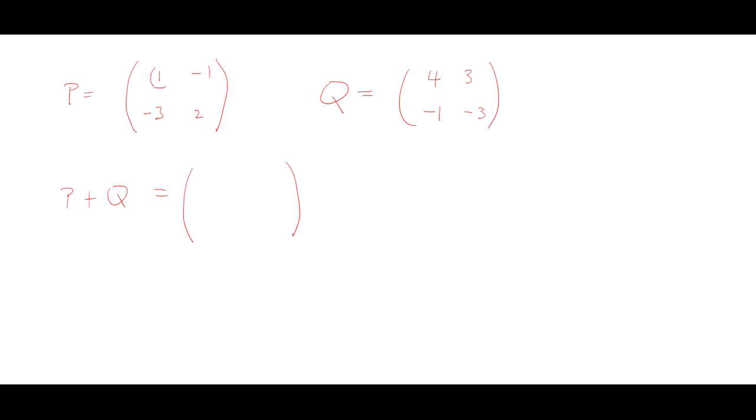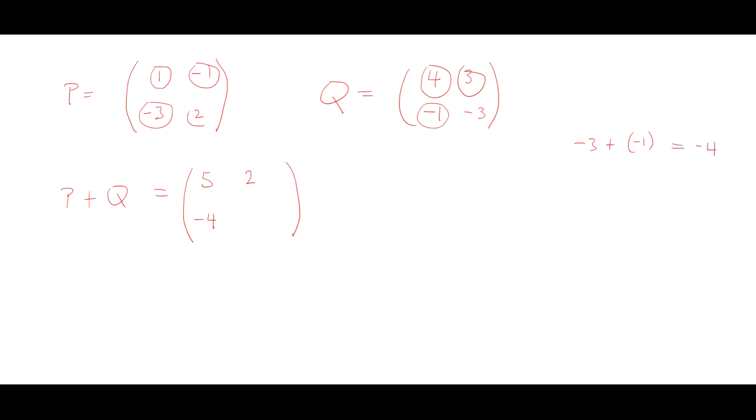So we're going to take the first element, which is 1, plus 4, which will give me 5, minus 1, plus 3, that will give me 2, minus 3, plus minus 1 will give me minus 4. This is where a student will typically make an error, right? What I'm doing is saying minus 3 plus minus 1, which would give me minus 4, right? Be very careful with that.